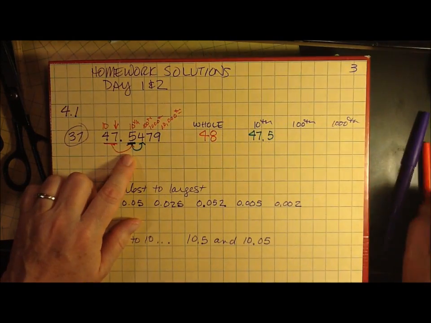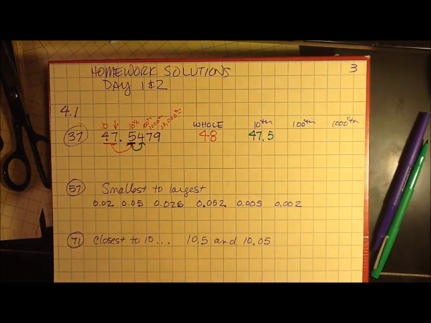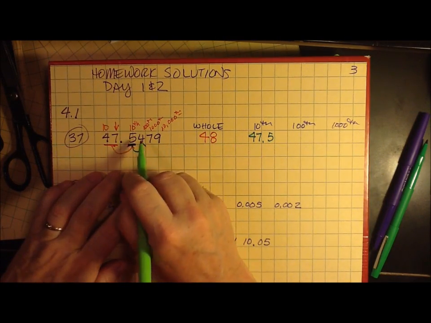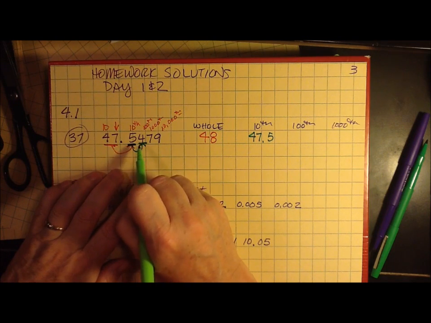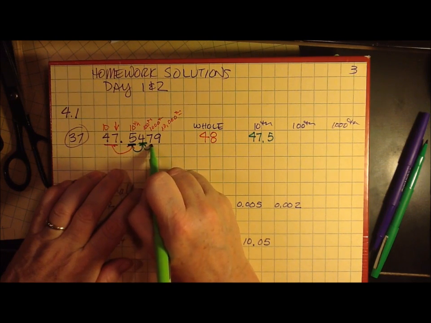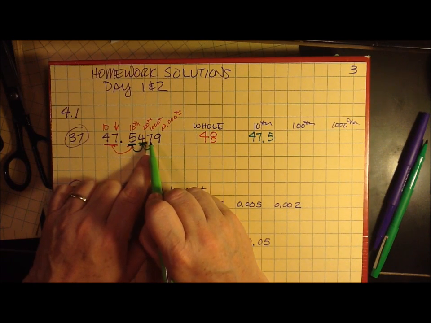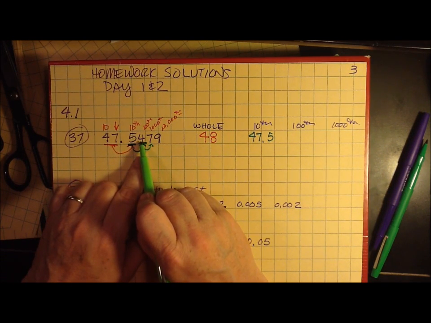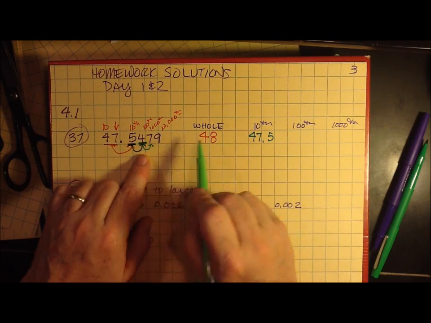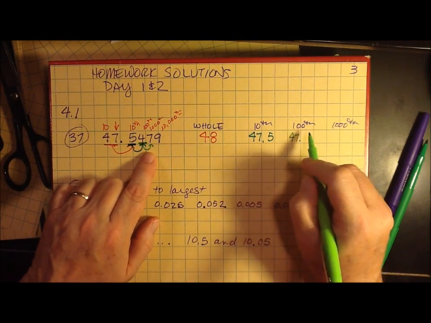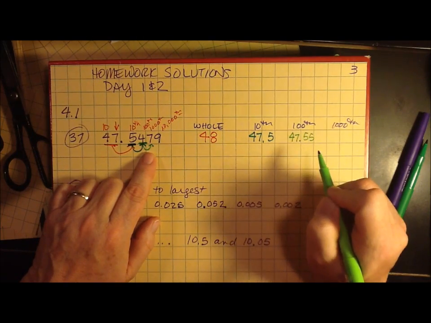If I want to round to the nearest hundredth, I'm going to look at this 4 here because it's the hundredth. I'm going to look at the guy next to him and he'll decide. This is 7, so that bumps that up from 4 up to 5. So rounding to the nearest hundredth, I would have 47 and 55 hundredths.